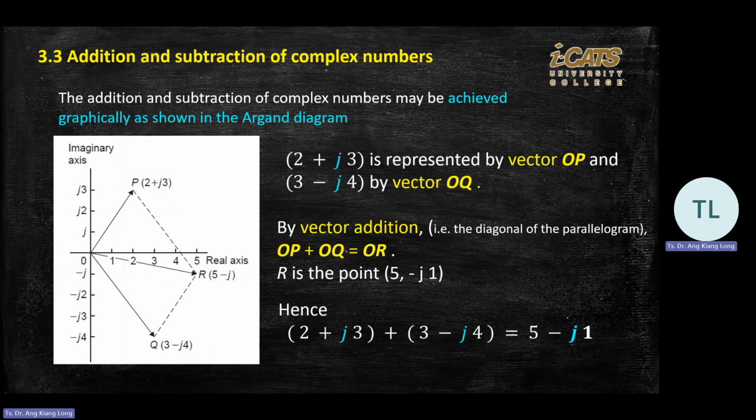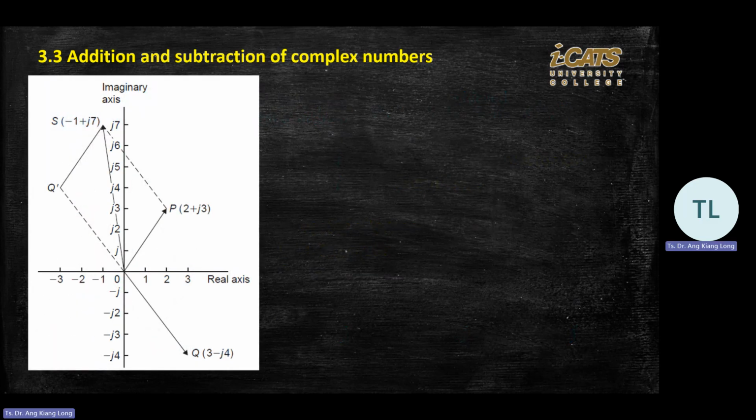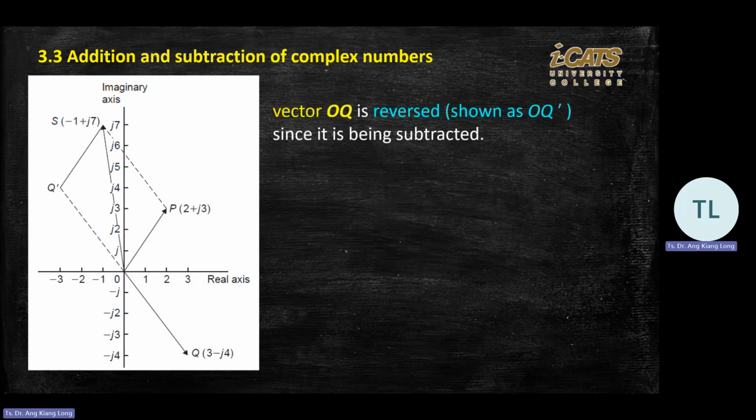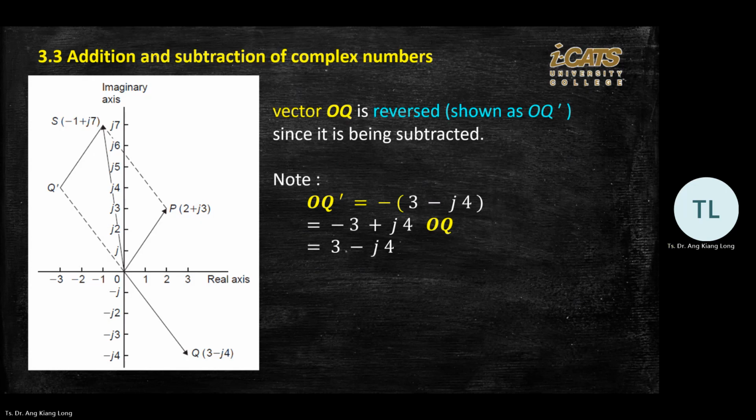Okay, so this one should be okay. If you want to represent some vector as a reverse vector, for example OQ just now, OQ, 3 minus j4, you want to represent as a reverse vector. Quadrant 4 flips to quadrant 2, like this. So you can do it as a negative sign in front of the bracket vector. You can add a minus in front of the vector, which means you reverse the vector.